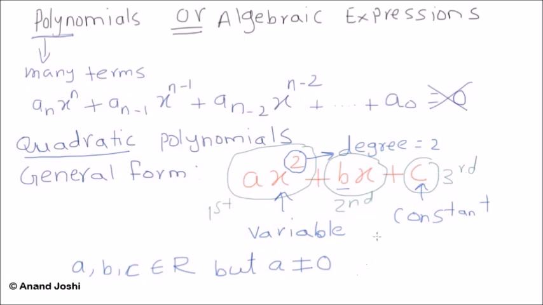But b and c can be 0. Why? Because if b is 0 or c is 0 or both are 0, then still the degree is 2 because a is not 0, and hence it is a quadratic polynomial. So this is the general form: ax square plus bx plus c. Ax square is the first term, bx is the second term, and c is the constant, which is the third term, also called a constant term. So this is all about a quadratic polynomial or quadratic expression in short.